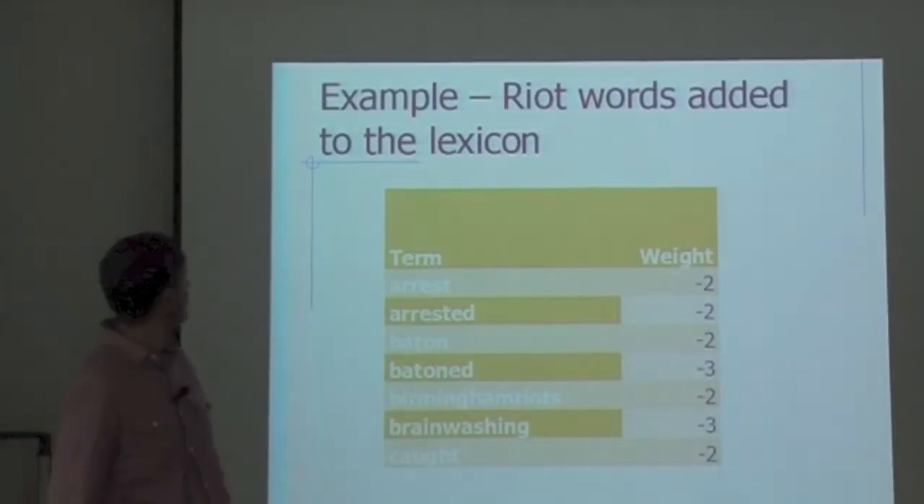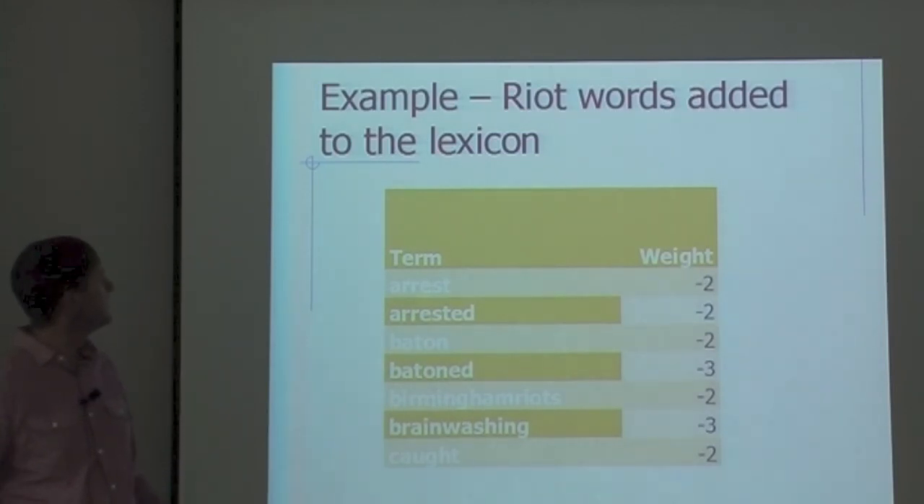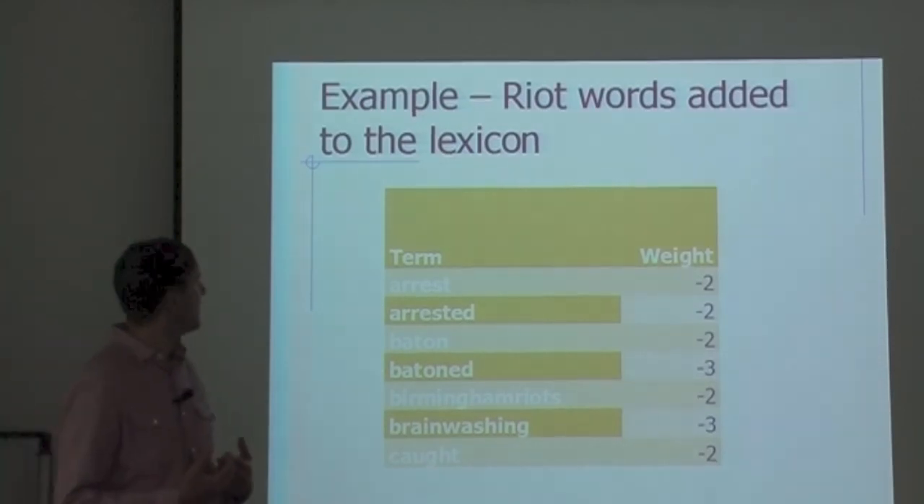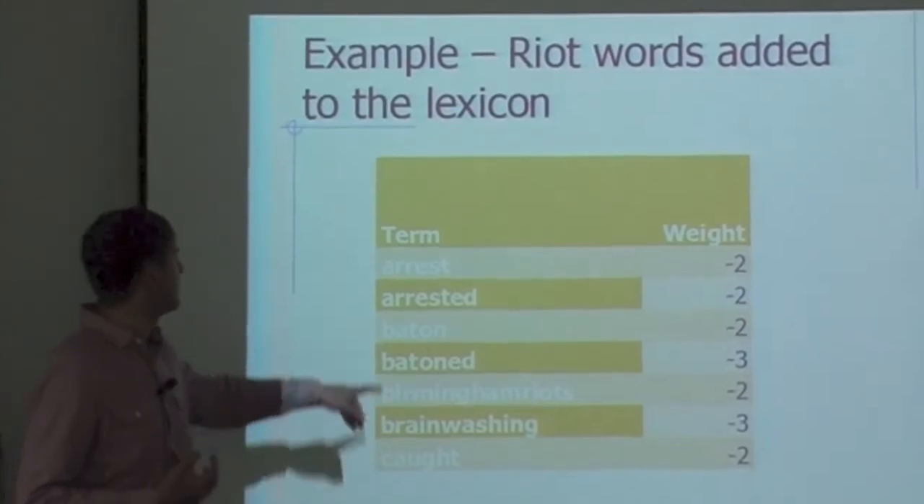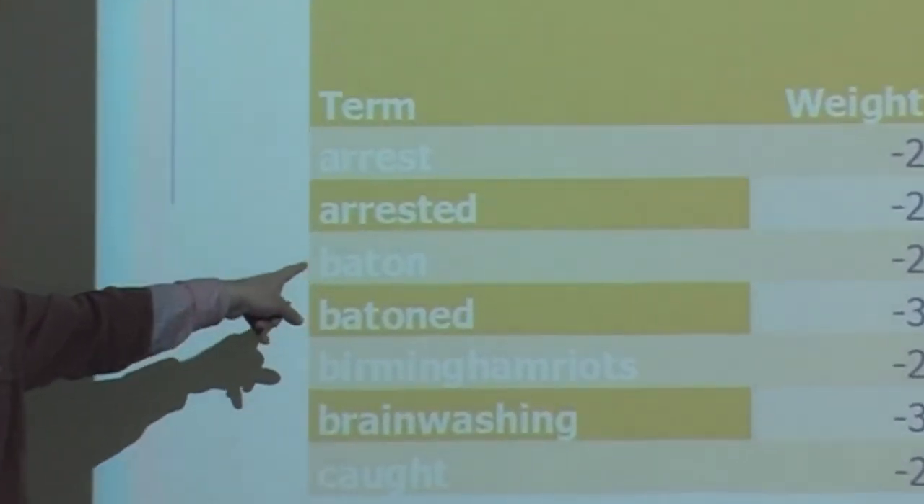So can you see that? This is the words that were added to the riots list. We added the words arrest, arrested, baton, batoned, hashtag Birmingham riots, brainwashing and caught. All of these words were typically used in a negative context in terms of the riots, whereas some of these words are probably negative anyway. So arrest and arrested, they're pretty negative words.